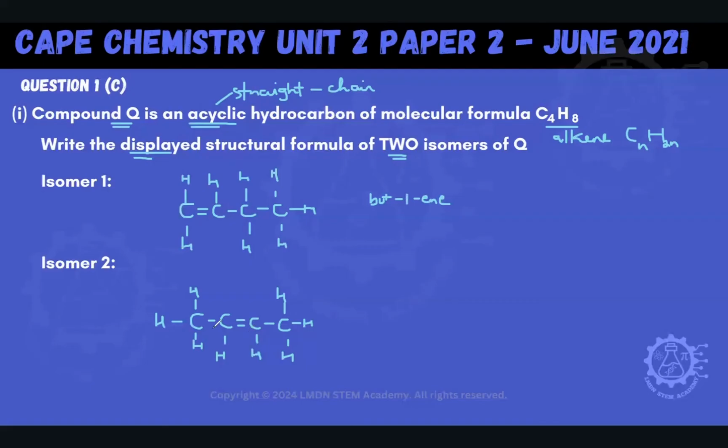And then this one, where the double bond is on the second carbon, would be but2-ene. So that's what we just drew. And those are 2 isomers of Q, which has a formula C4H8.